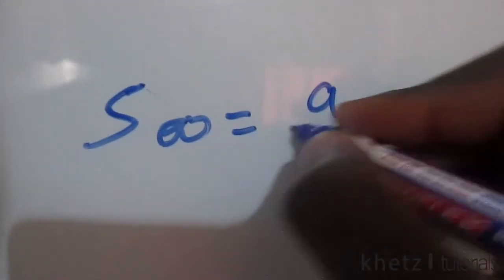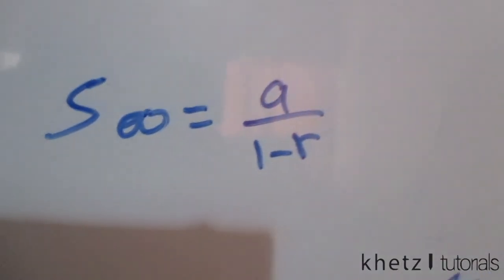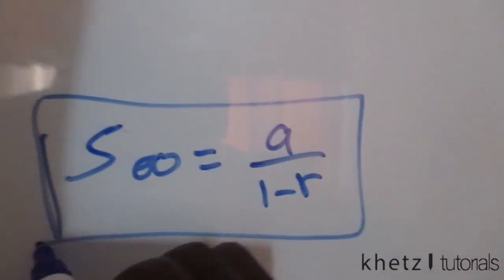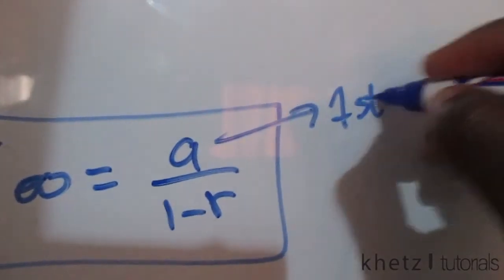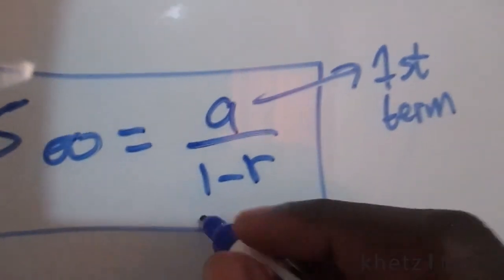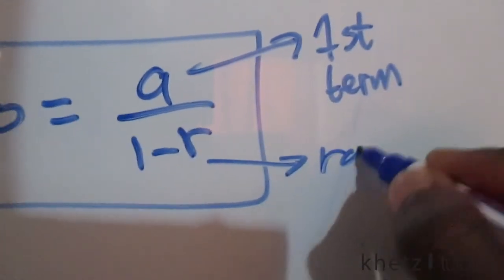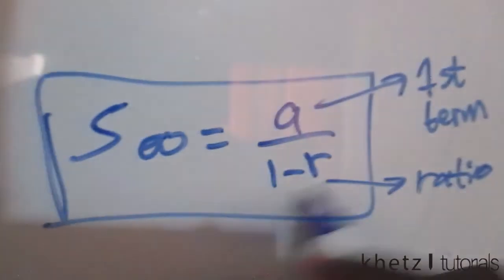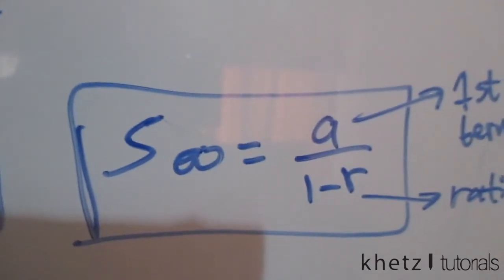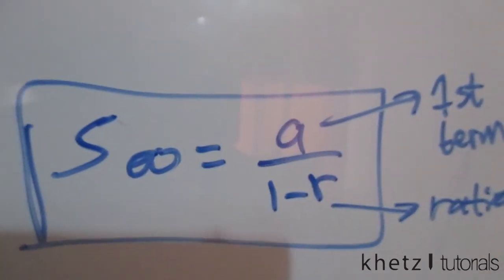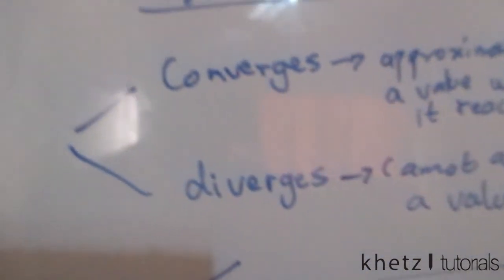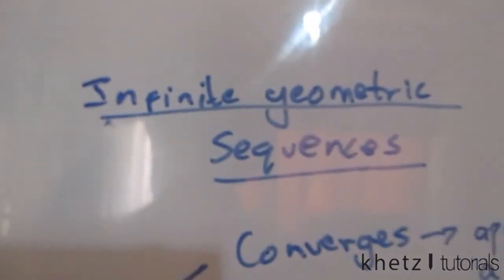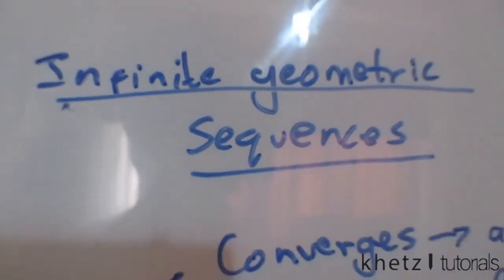Then after that, maybe they can ask you, what value does the sequence converge to? And that is where you apply this formula. So S to infinity is equal to a, which is the first term in your geometric sequence, divided by 1 subtract r, which is your ratio. And this formula should give you the value to which your geometric sequence converges. And that is basically it for this video. The next video, as I said, will be about examples, about the topics which we've been talking about so far.